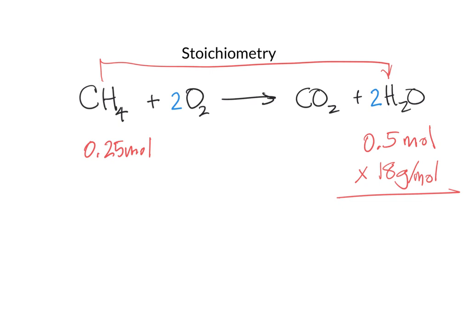It's probably best that you solve that with dimensional analysis. Just get in the practice of it. If I have 0.5 moles of H2O and I want to convert that to grams, well, I know that there are 18 grams per mole of it. That allows me to cancel the moles, and I get 9 grams.